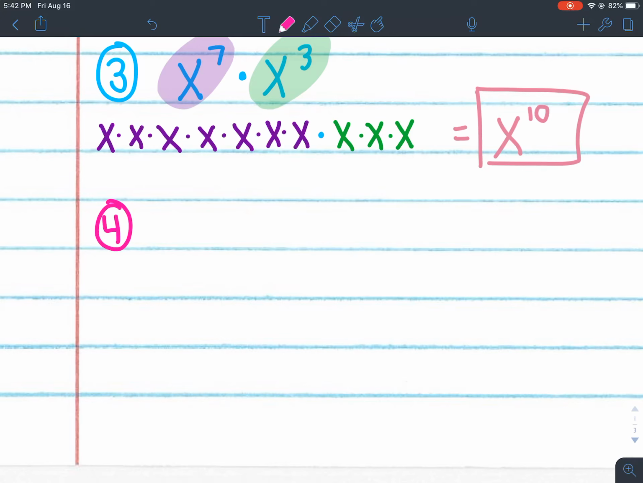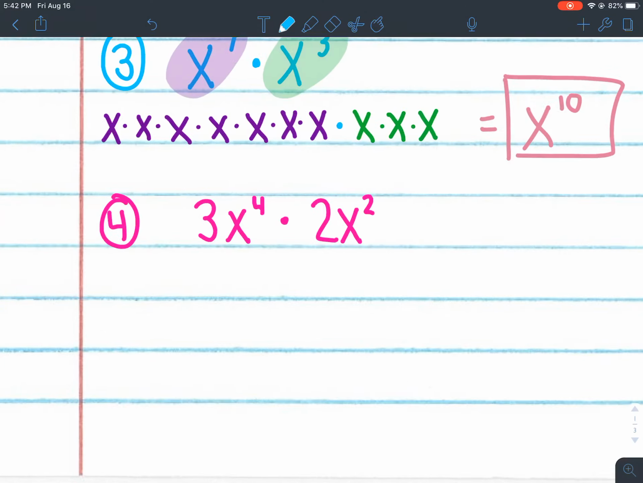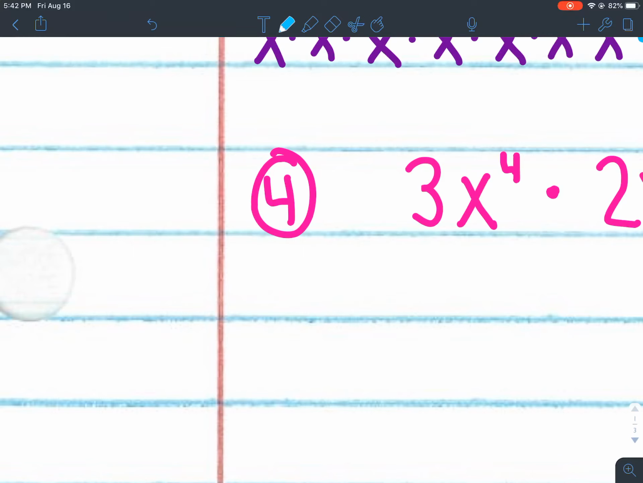Let's make this a little bit more complicated. Let's do 3x to the 4th times 2x to the 2nd. Let's do that. So let's try this, right? So this is a little different. So here, what do I have up here? I have 3 times x to the 4th. That means I have 3 times x by itself 4 times.